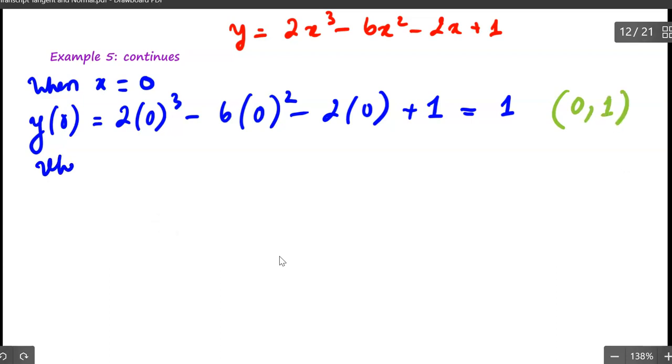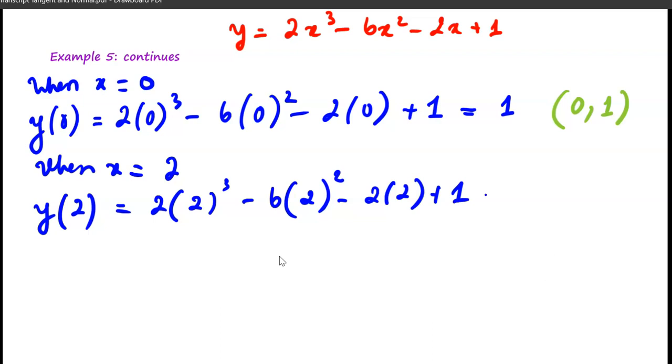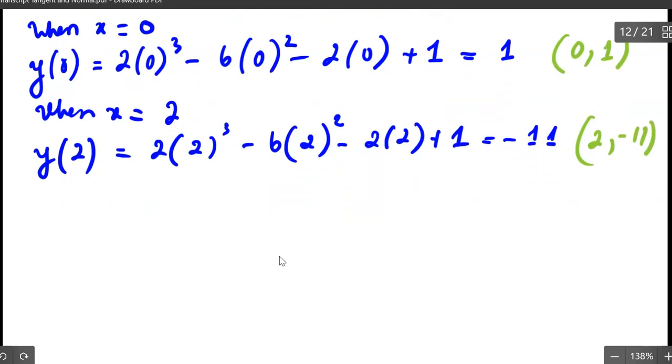And the next one is when x equal to 2. So y of 2 will be equal to 2 times 2 to the exponent 3 minus 6 times 2 to the exponent 2, subtract 2 times 2 plus 1. Okay, so doing this, I should have y equal to negative 11. Okay, so negative 11, so I should have 2 and negative 11 in this case for the 2 points. Right, so you can easily figure this out as negative 11. You can see that this is 8, is 16, negative 24, minus 4 plus 1 is negative 11.